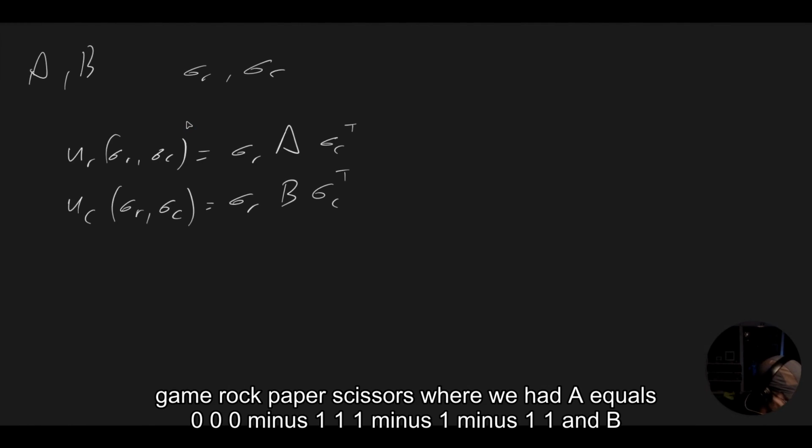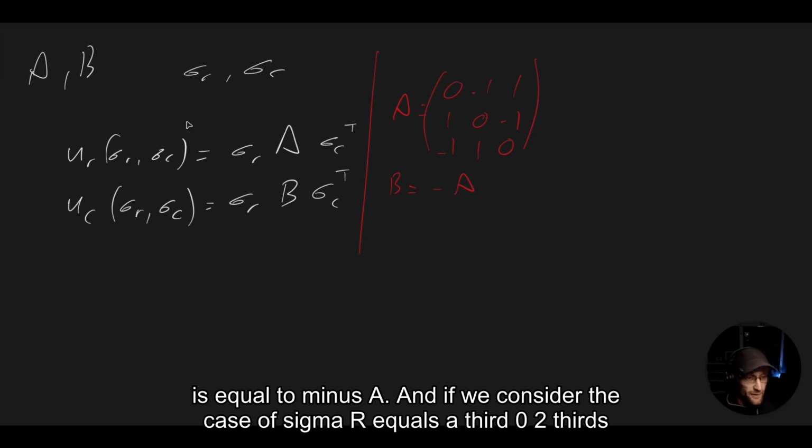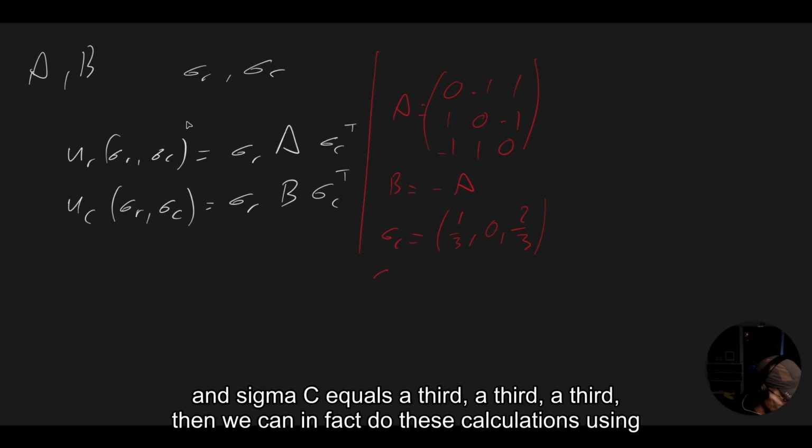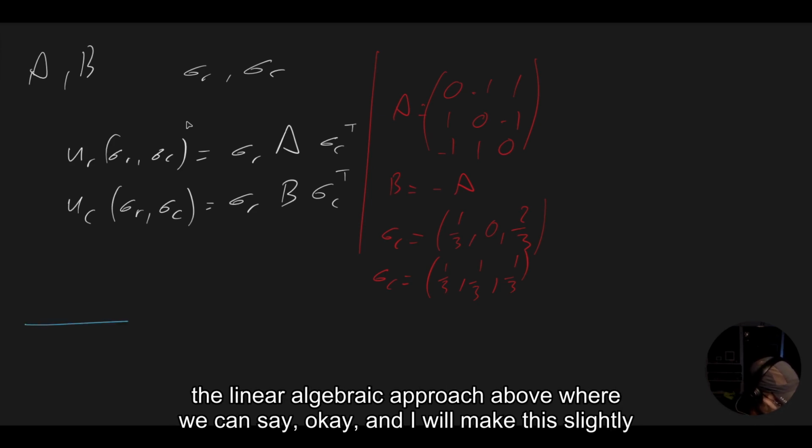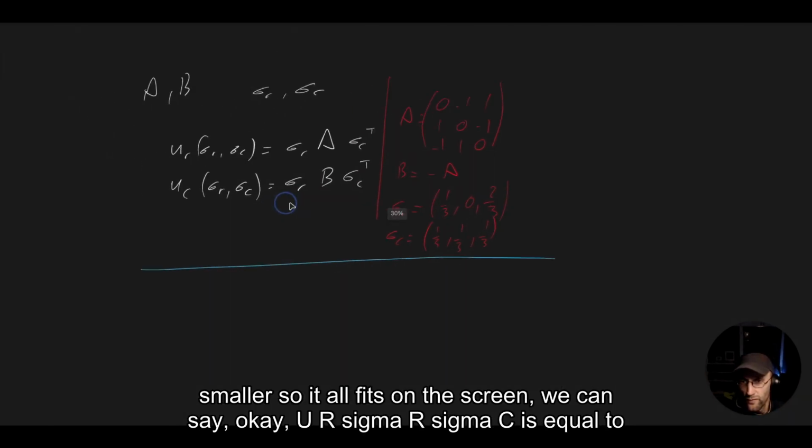If we have the game rock, paper, scissors, where we had A equals 0, minus 1, 1, 1, 0, minus 1, minus 1, 1, 0, and B is equal to minus A. And if we consider the case of sigma R equals a third, 0, 2/3, and sigma C equals a third, a third, a third, then we can in fact do these calculations using the linear algebraic approach above, and I will make this slightly smaller so it all fits on the screen.